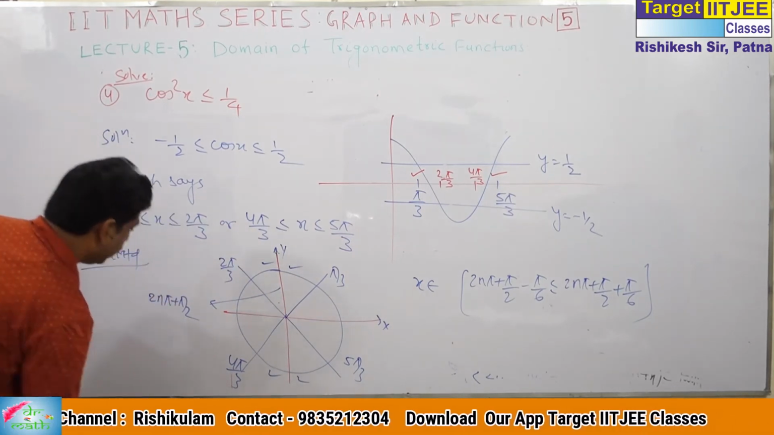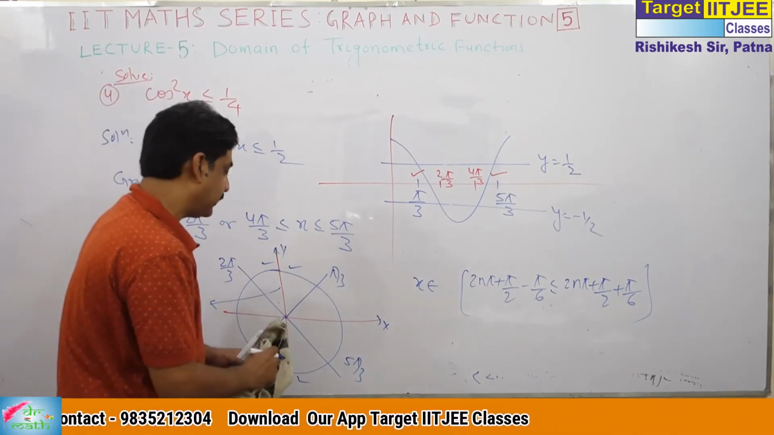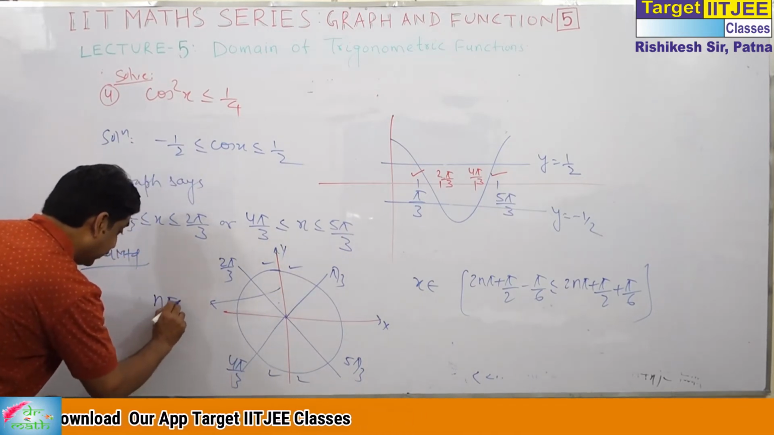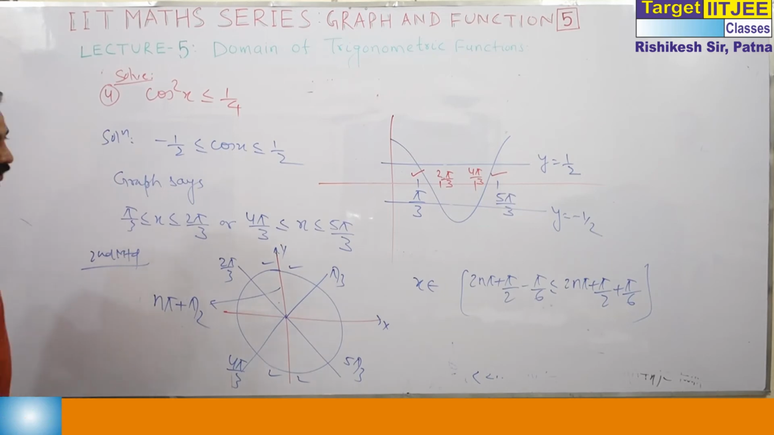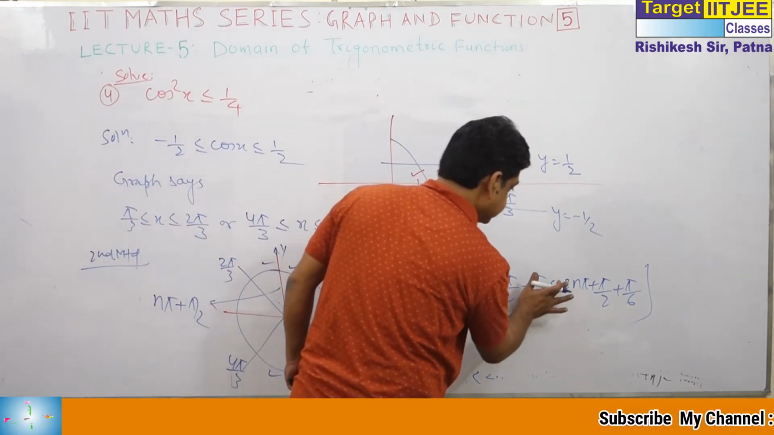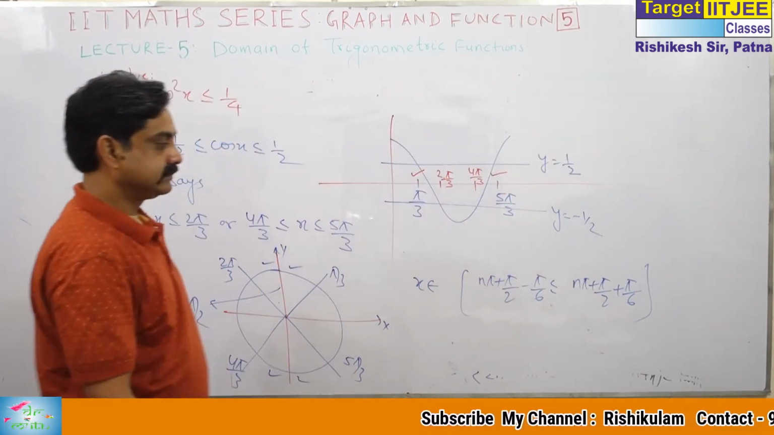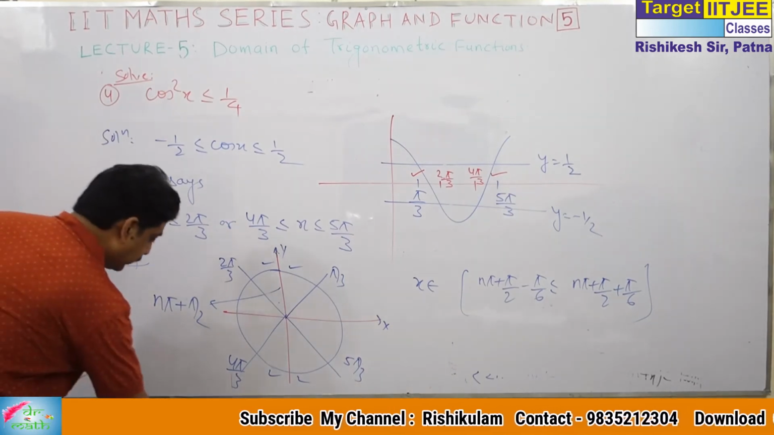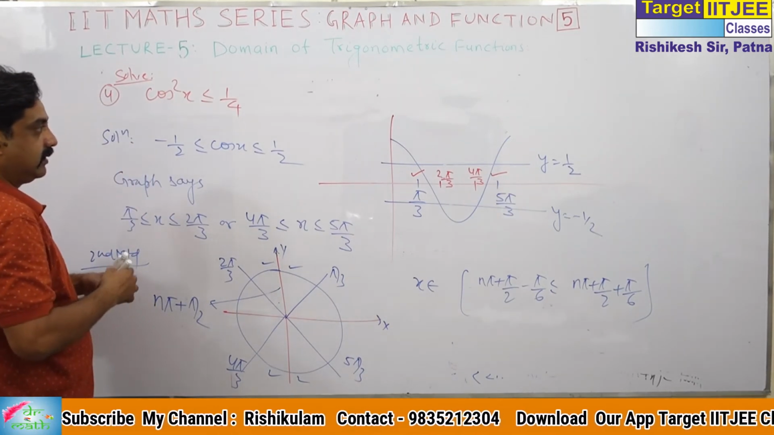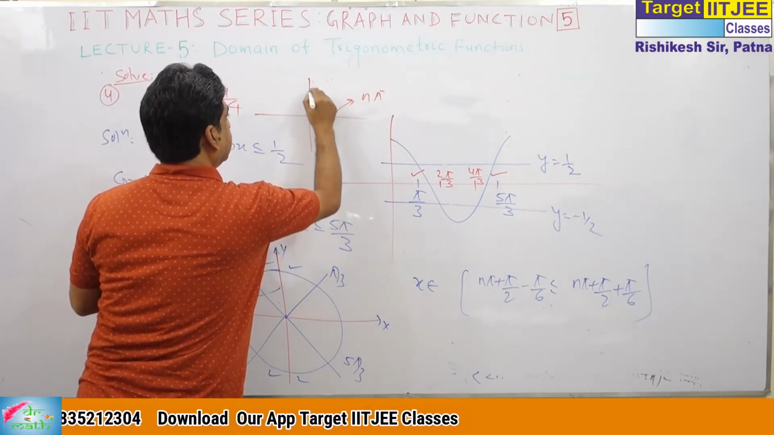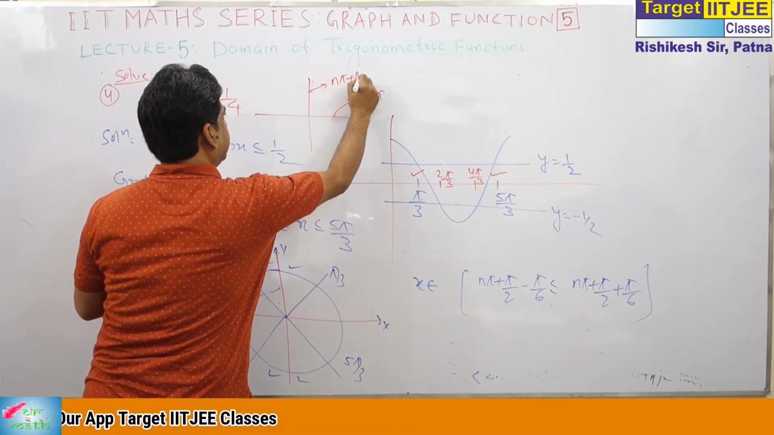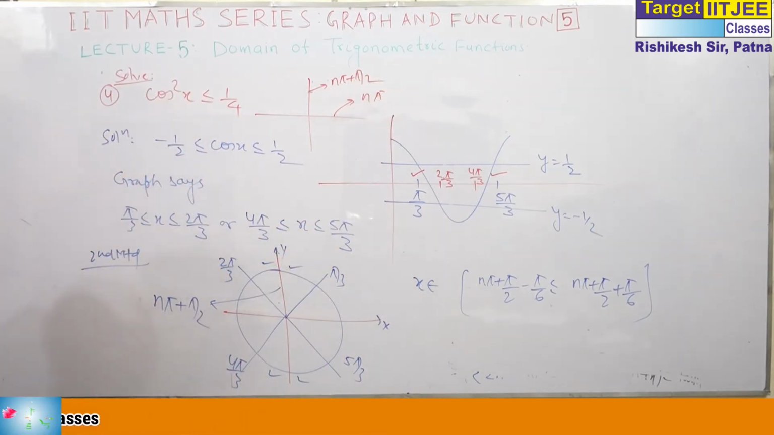Or we can say this line is not filled by... this line, actually, I have written incorrectly. It is n pi plus pi by 2. Actually n pi plus pi by 2. So this is the answer. We know this line is n pi and this line is n pi plus pi by 2. So this is the answer.